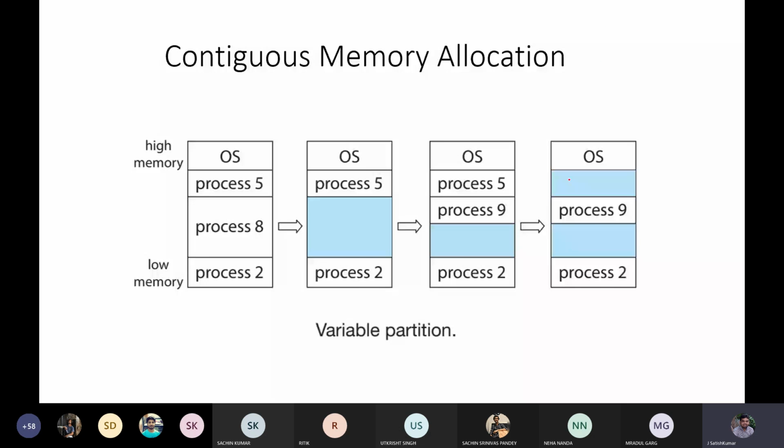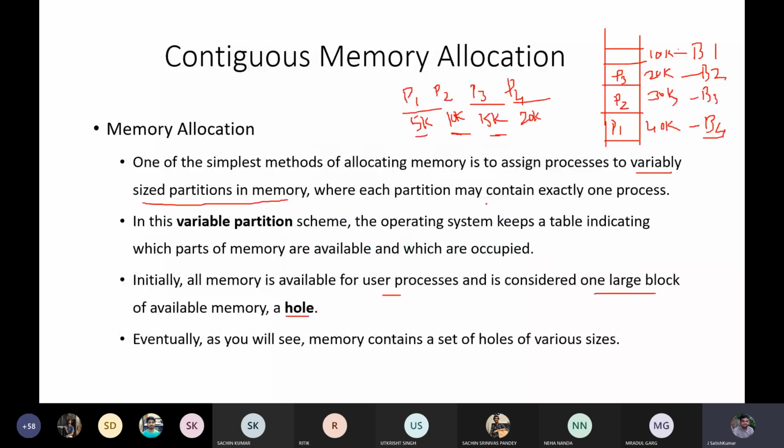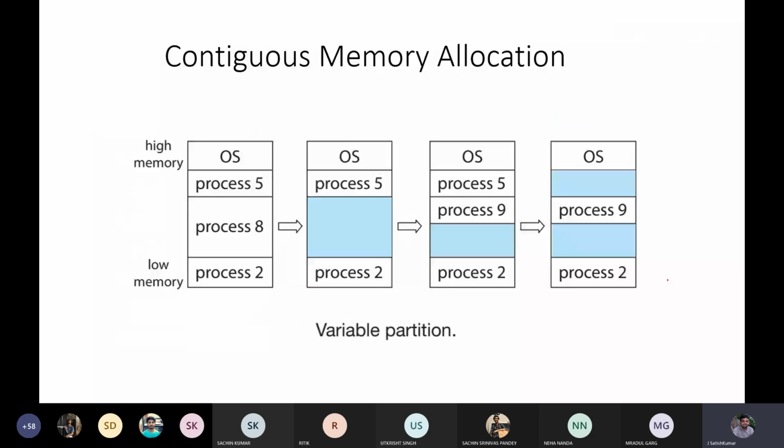So initially all the memory of the user process is considered as one large block of available memory, which we call a hole. But eventually the memory contains a set of holes. You see this is one hole, this is another hole, because process 5 finished and it will create a hole. Initially all the memory is free, that is one hole, but after processes come, occupy and finish their jobs, they will create a set of holes. This makes the variable partition. Is this clear?